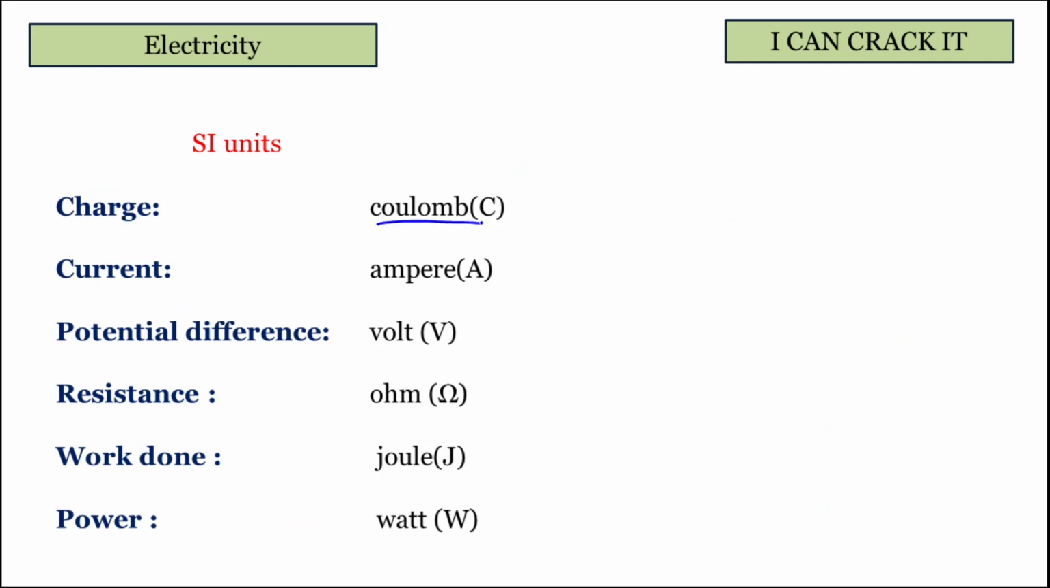Now let's see the SI units. Charge SI unit is coulomb, current SI unit is ampere, potential difference SI unit is volt, resistance SI unit is ohm, work done SI unit is joule, and power SI unit is watt. These are very important SI units. They may be asked for 1 mark in MCQs.